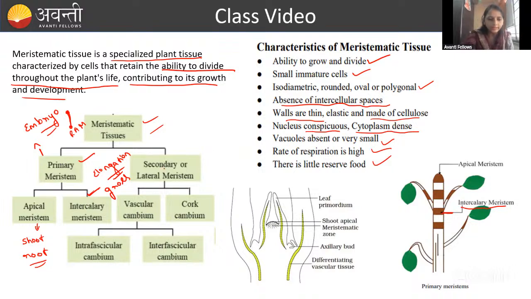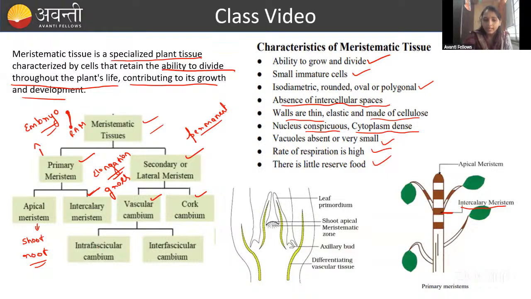Then coming to the secondary meristem. Secondary meristem usually forms from the permanent tissues. Okay. The permanent tissue again undergoes dedifferentiation and forms the secondary meristem or the lateral meristem. Examples are the vascular cambium and the cork cambium.